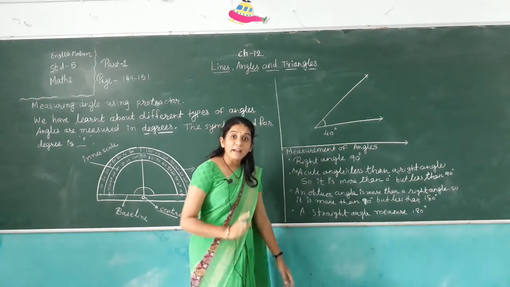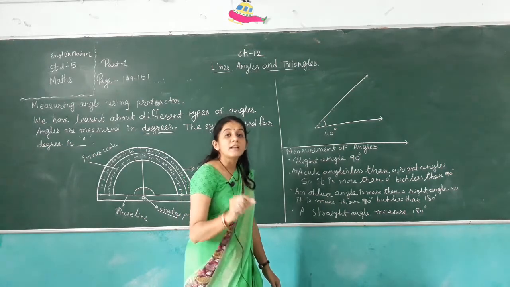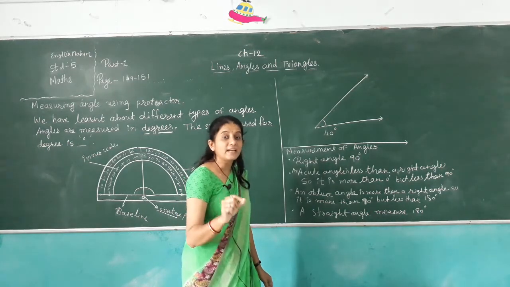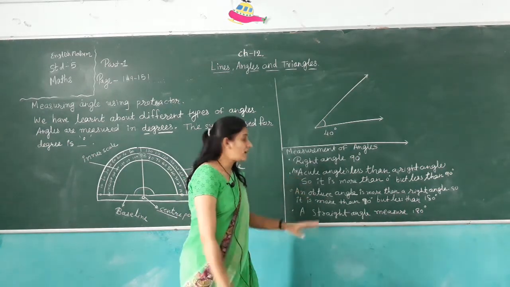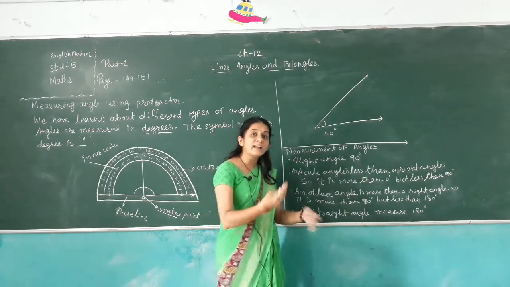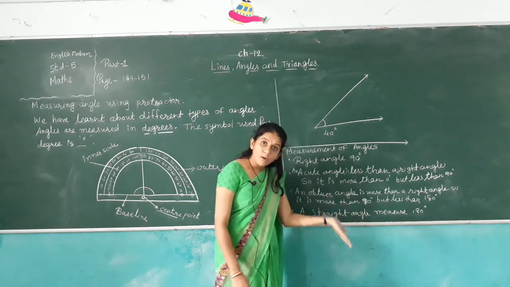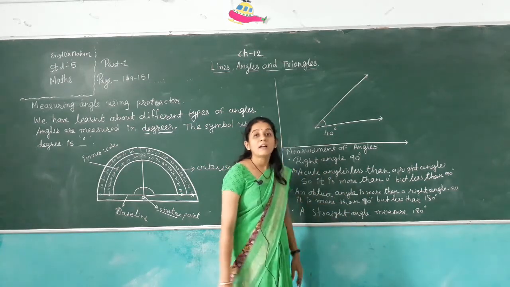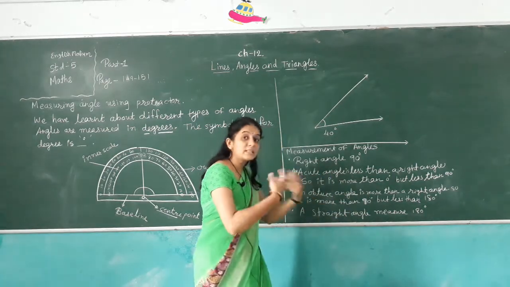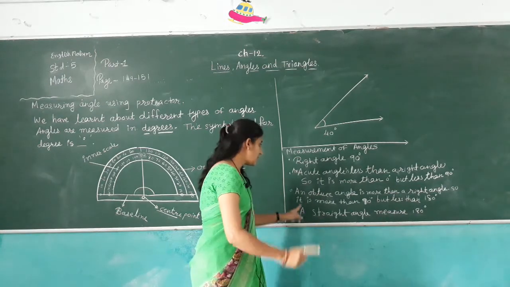Now, measurement of angles. A right angle's measurement is 90 degrees. An acute angle is less than a right angle, so it is more than 0 but less than 90.